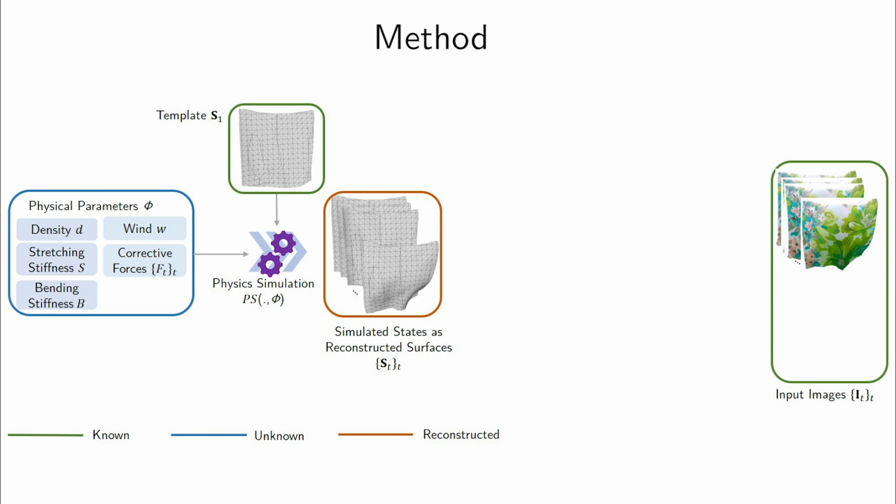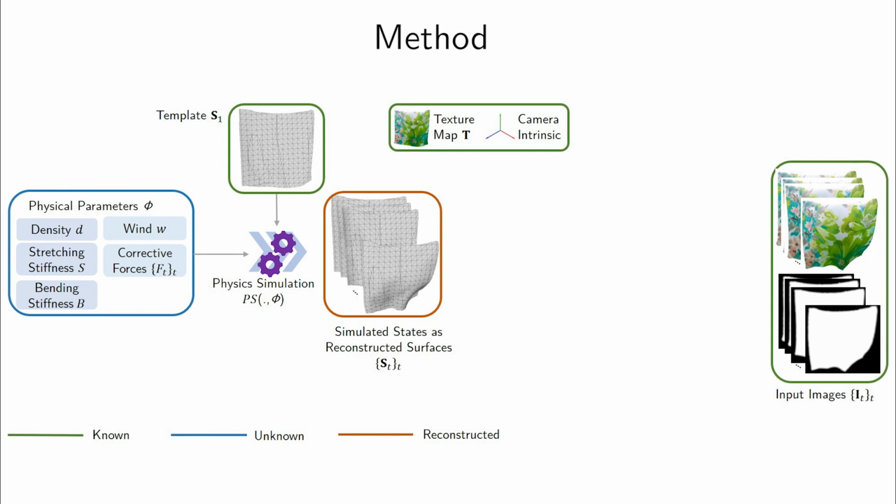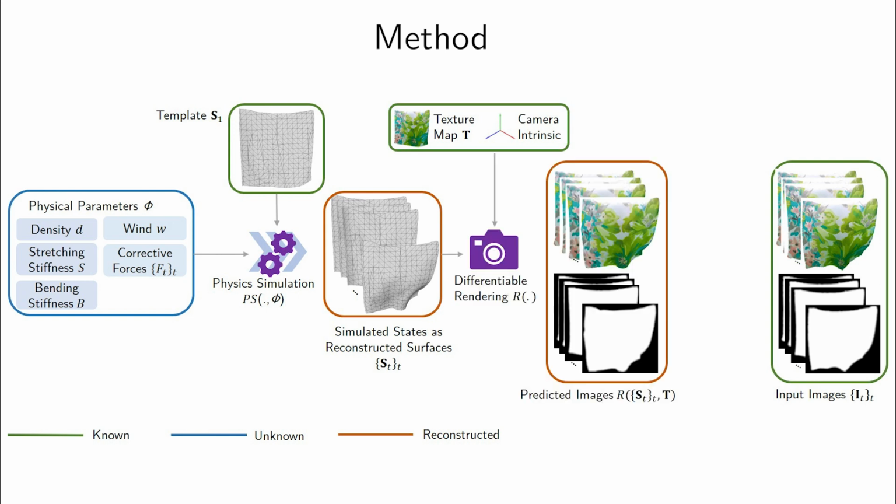We now have a physical deformation model that is parameterized by a set phi of parameters and that outputs a 3D mesh for each time step. Our goal is to obtain a deforming surface from a monocular RGB video. As is common for many SFT methods, we assume that segmentation masks, camera intrinsics, and a texture map of the observed surface are available. We use a differentiable renderer to render the reconstructed 3D surfaces into images.